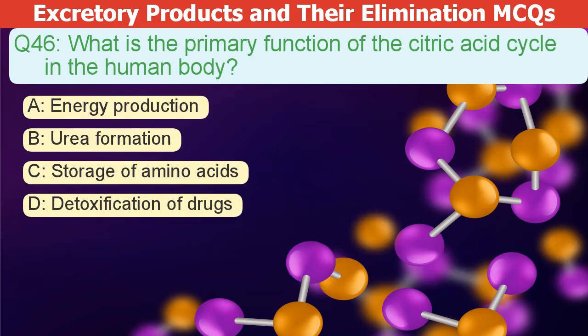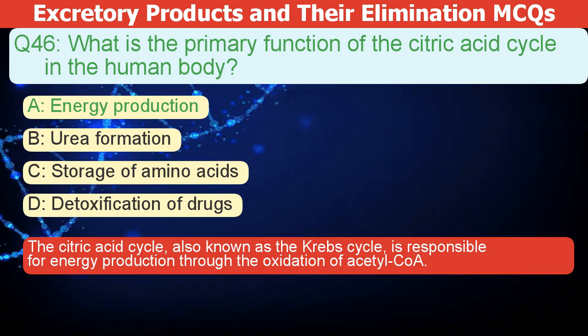What is the primary function of the citric acid cycle in the human body? A. Energy production. B. Urea formation. C. Storage of amino acids. D. Detoxification of drugs. The correct answer is A. The citric acid cycle, also known as the Krebs cycle, is responsible for energy production through the oxidation of acetyl-CoA.